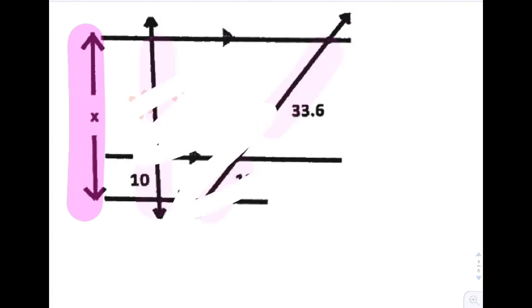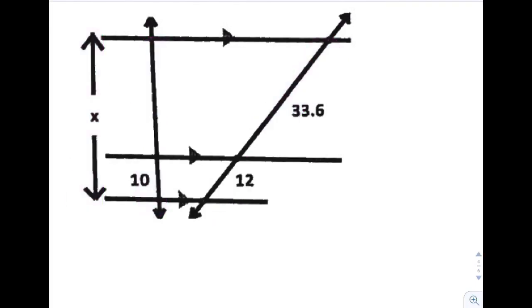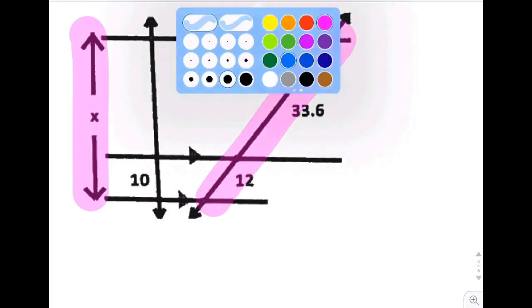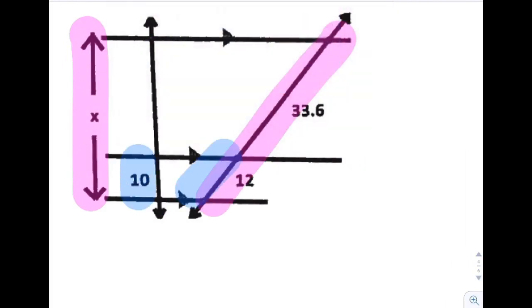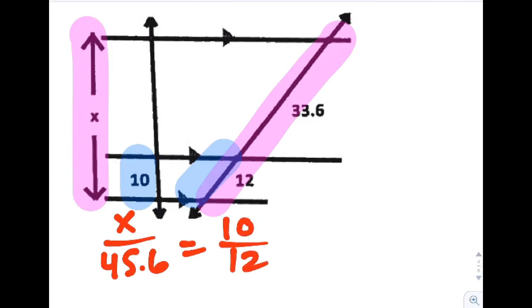But what you can also do is say the entire thing over the entire thing equals the bottom over the bottom. So that would look like the entire thing is x over the entire thing on the other side, which is 45.6 when you add it together. And then you go back to the other part and it's little part over little part. And cross multiply and solve that way.